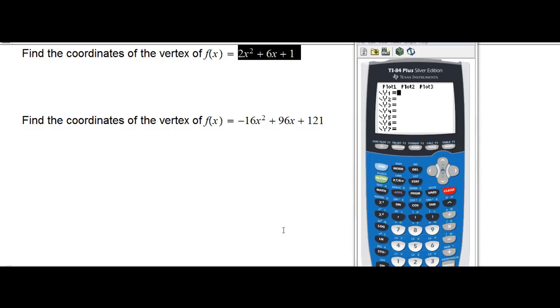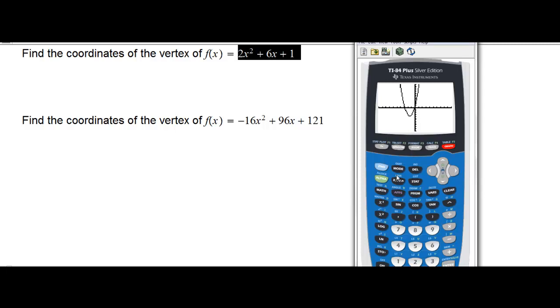This is how it works. We have to find the coordinates of the vertex of this function: 2x squared plus 6x plus 1. First we'll graph it just to make sure that it shows here. So this is my vertex, which will be the lowest point on the graph of this parabola.